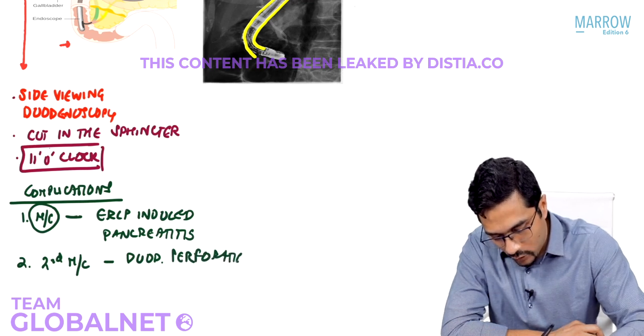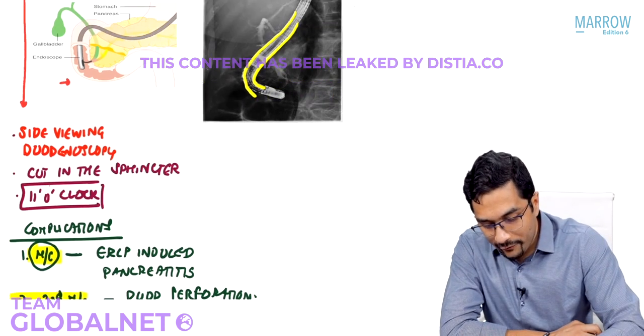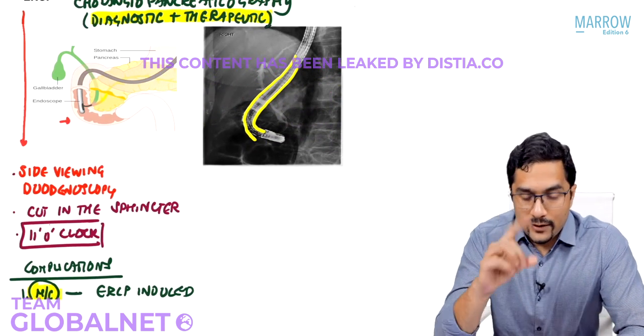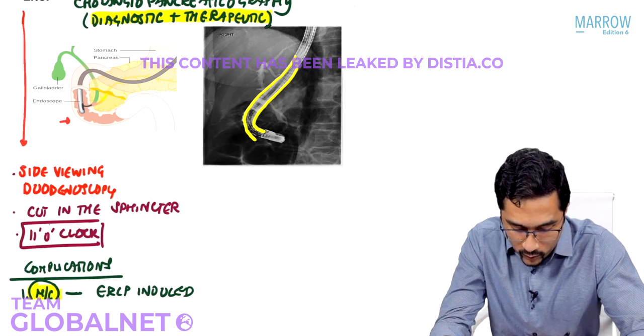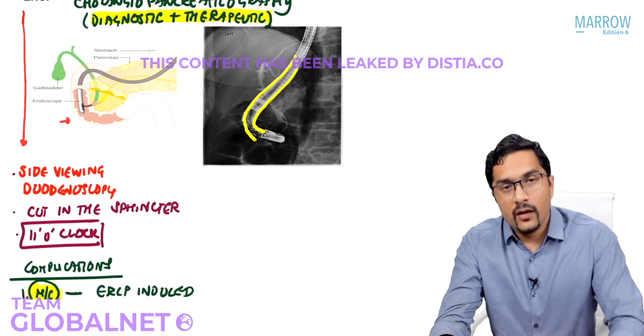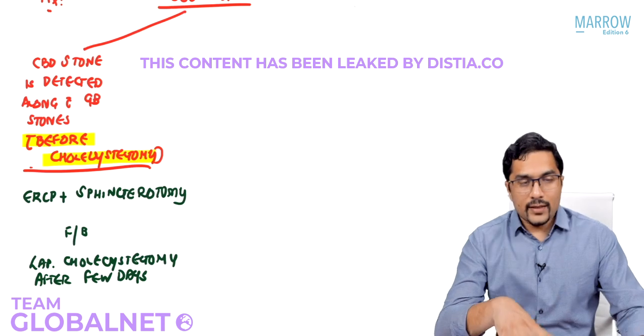So you should remember these 2 complications of ERCP. They've also been asked. You should be able to identify the investigation, and I've told you to differentiate. You'll see the scope here. So if you see the scope, this is an ERCP film and not an MRCP one. So this is the first scenario.